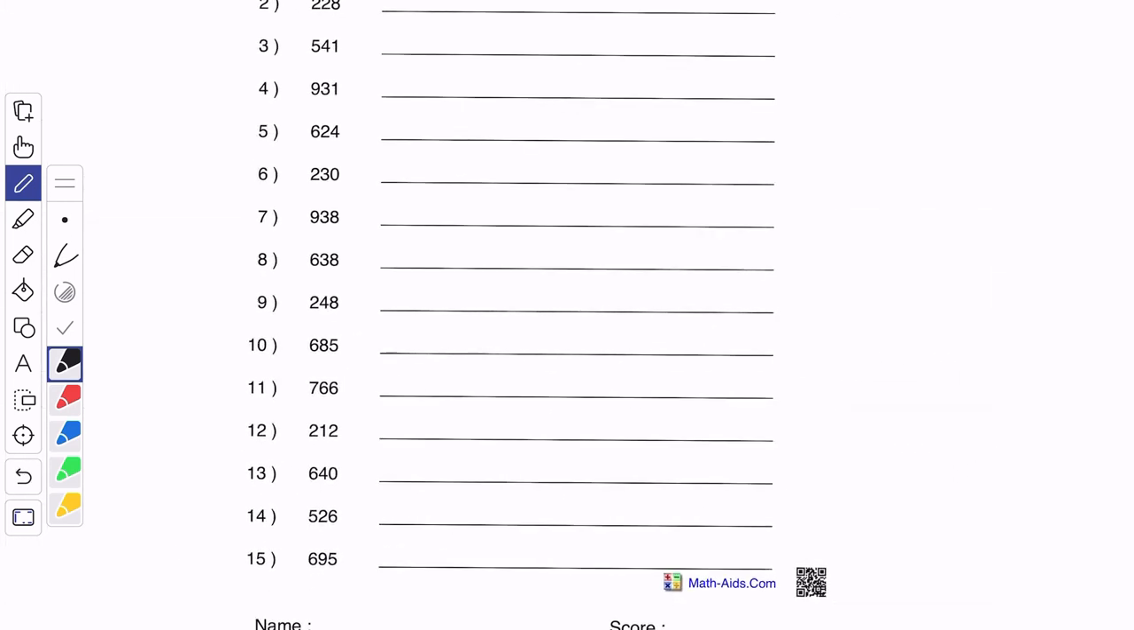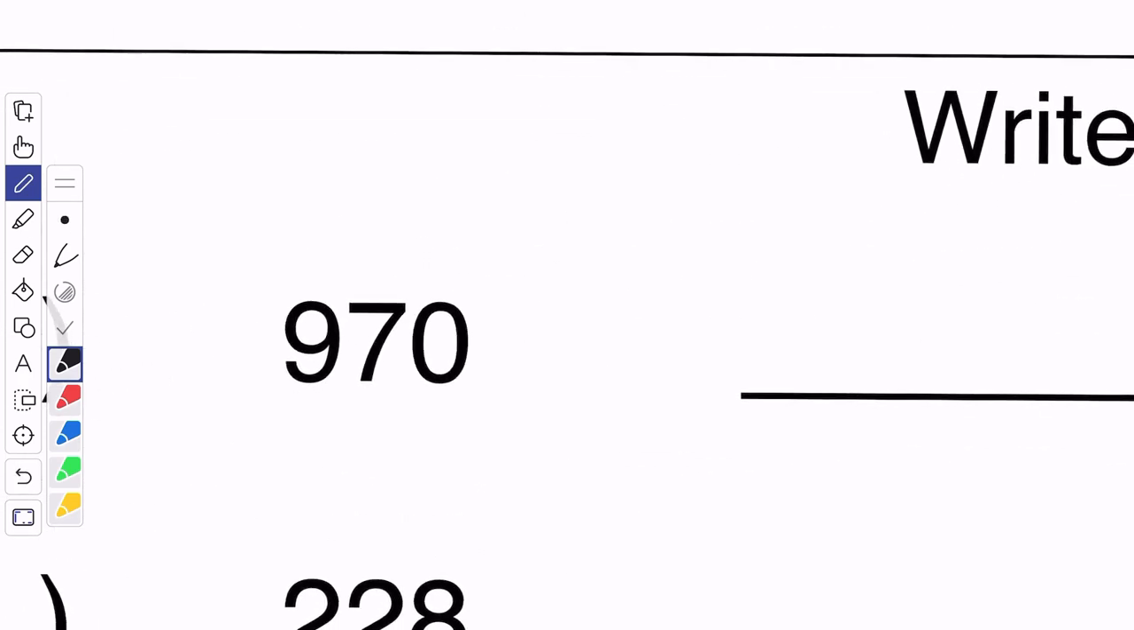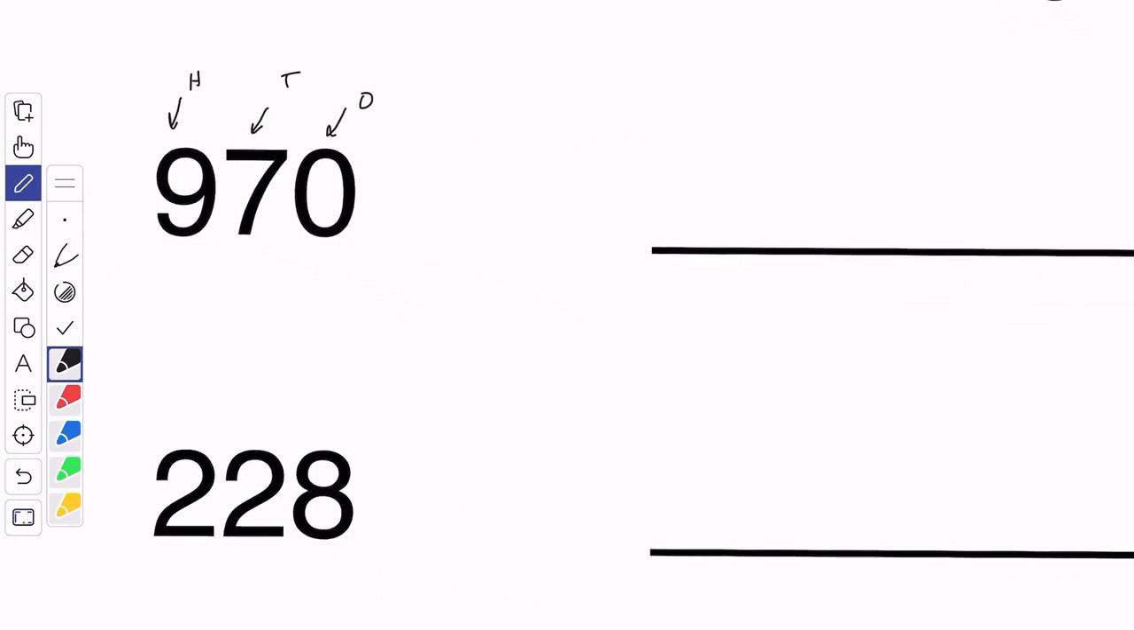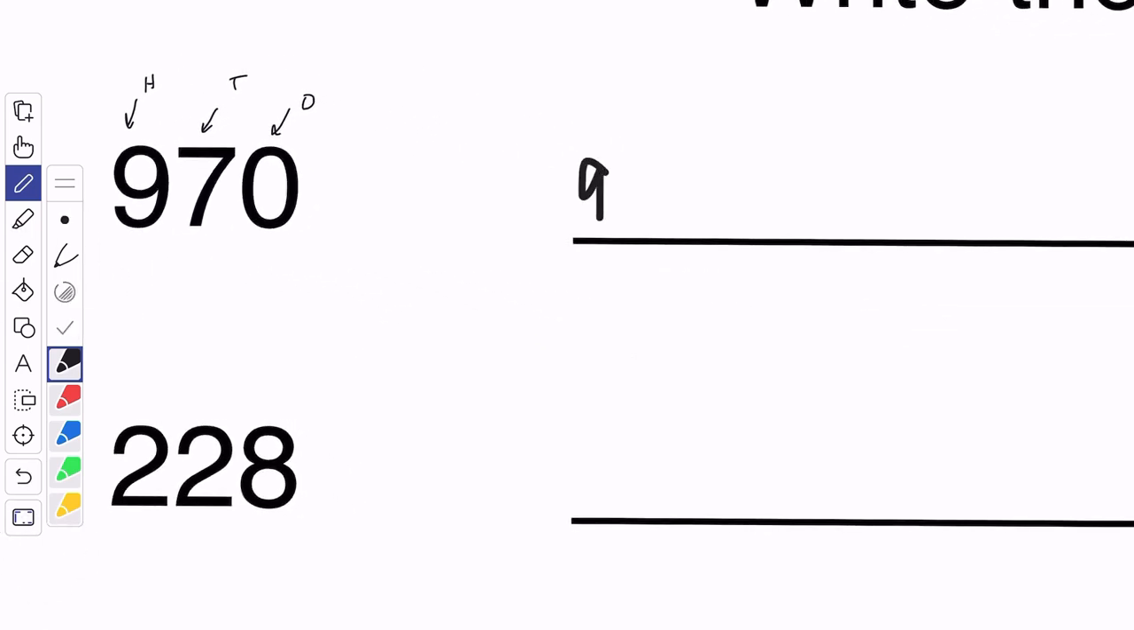Now we're going to write these 3-digit numbers in expanded form. So it's the same thing, we just have another one added. So here is the hundreds place, here is the tens place, and here is the ones place. So we have 900s, so that's going to be 900 as our first number. We have 7 tens, that's going to be 70, and we have 0 ones.